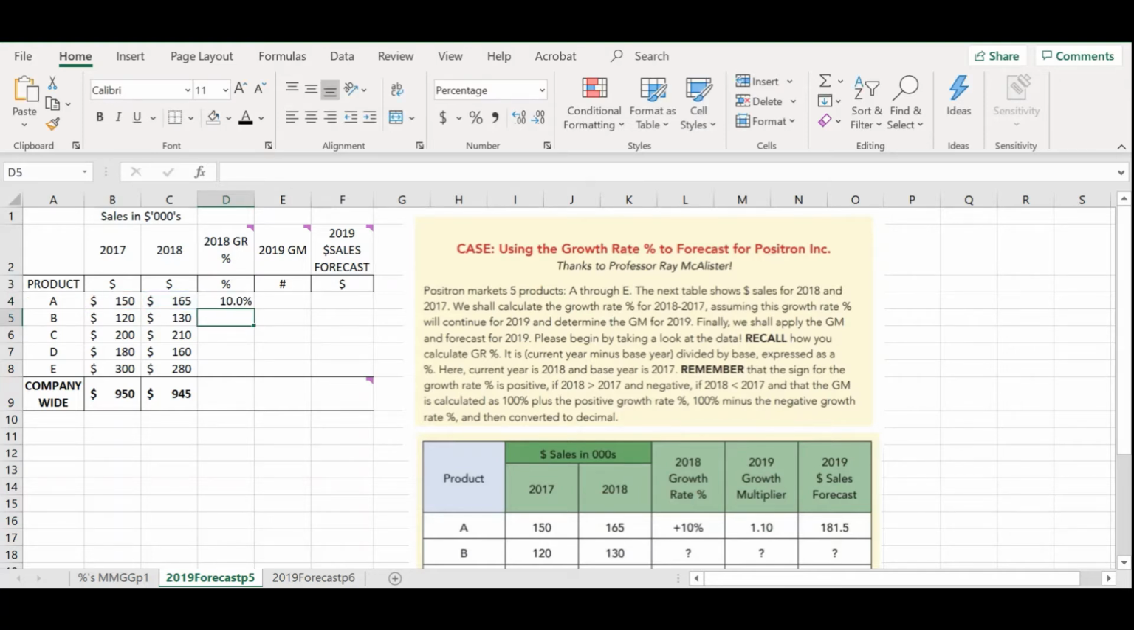Okay, so 10%, and looky there. Yay, we got that right. 10%. So that looks pretty good. So now that I've got my equation set up correctly, I can take this and copy and paste it all the way down. All right.